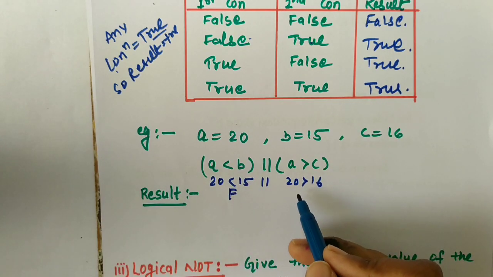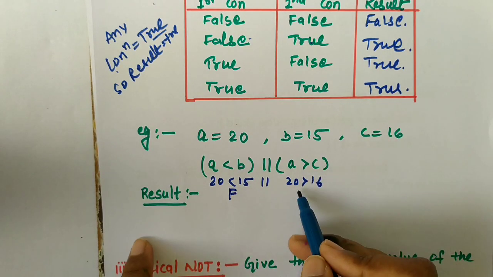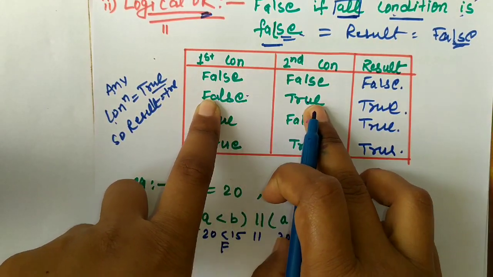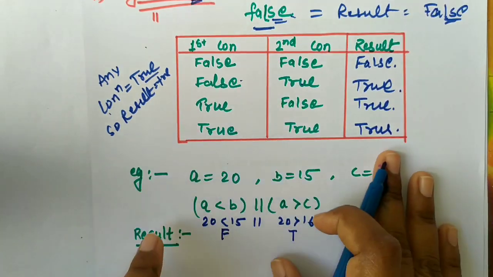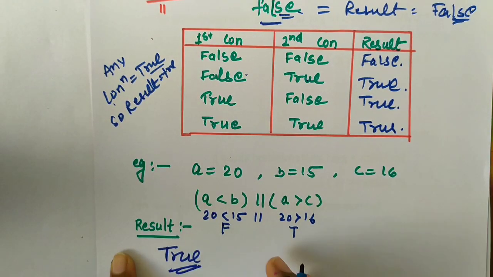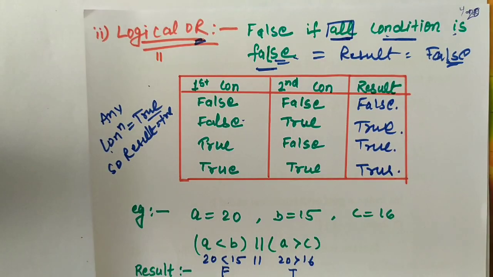The next one is 20 greater than 16. Yes, it is true. First one is false, second one is true. So the result is true. So the output of that is true. The output of this logical operator is true.